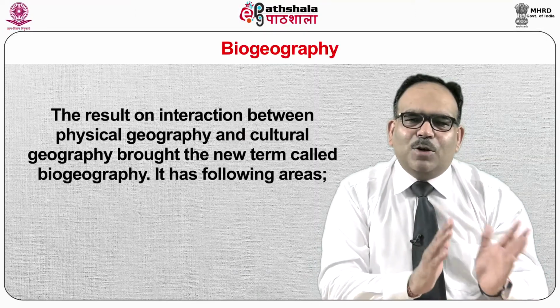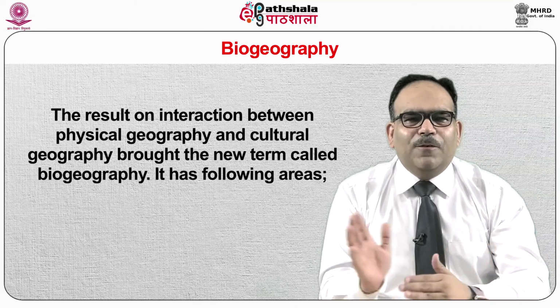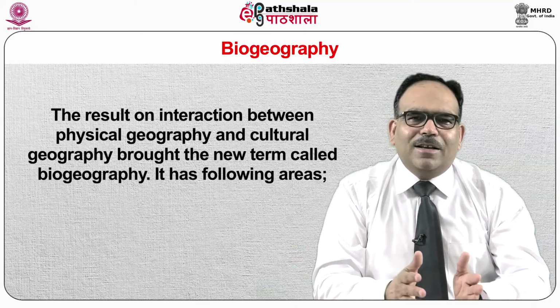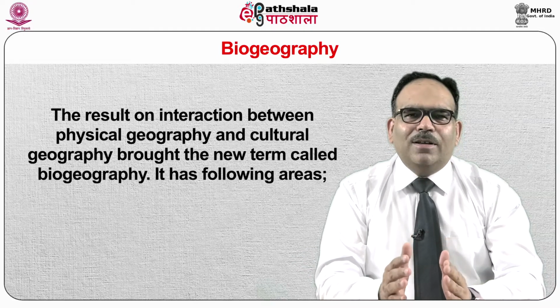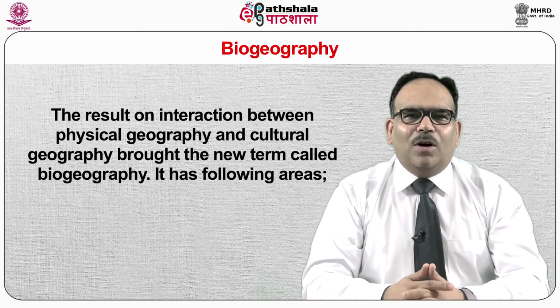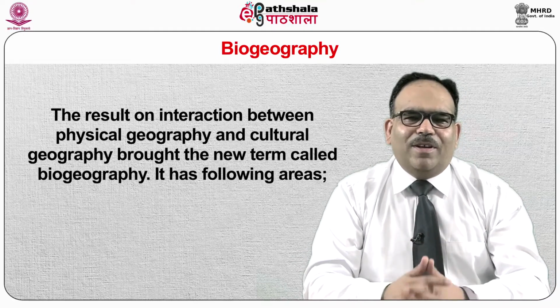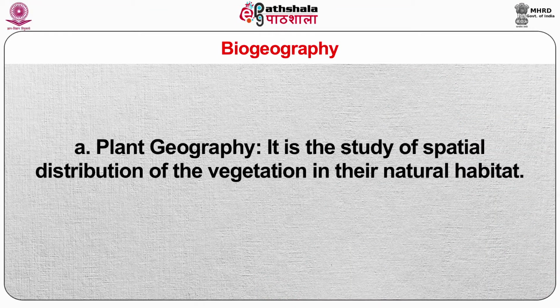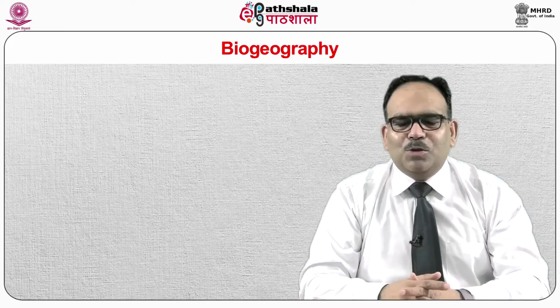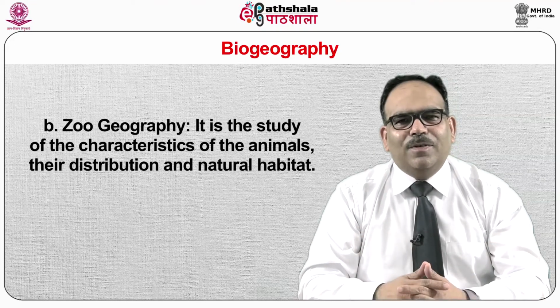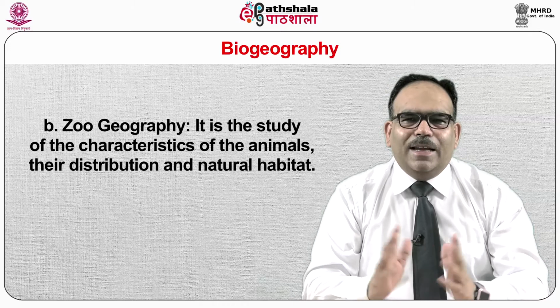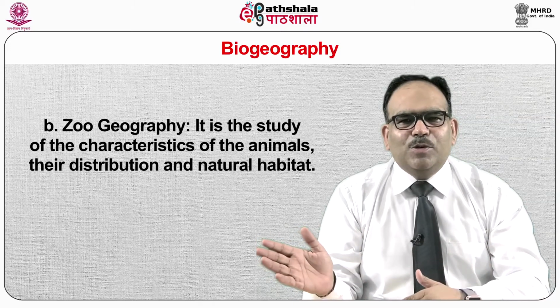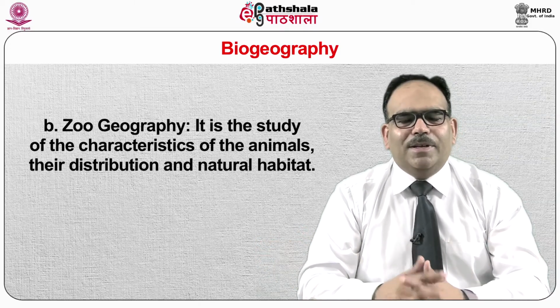Biogeography. The result of the interaction between physical geography and cultural geography brought the new term called biogeography. It has the following areas. Plant geography is the study of the spatial distribution of vegetation in their natural habitat. Zoogeography is the study of the characteristics of animals, their distribution and natural habitat.